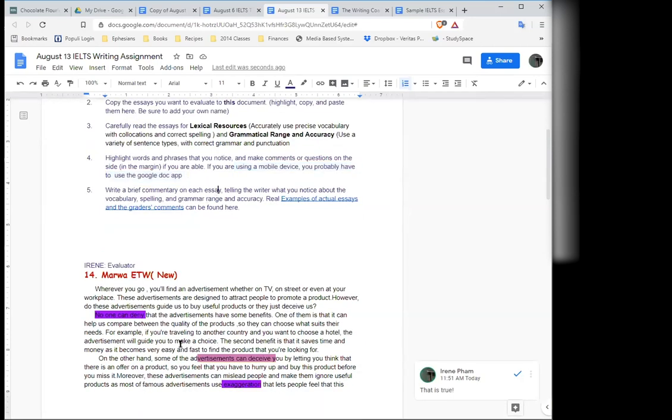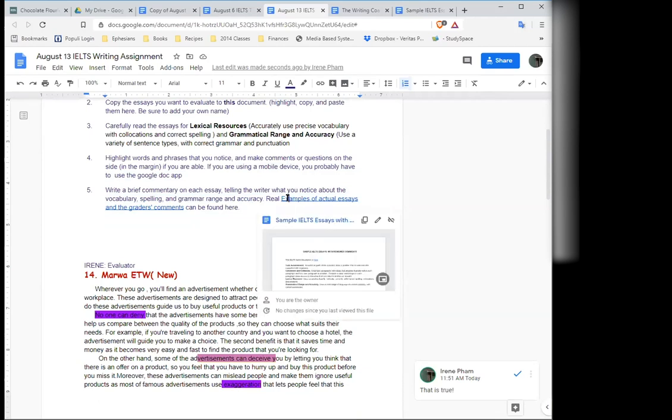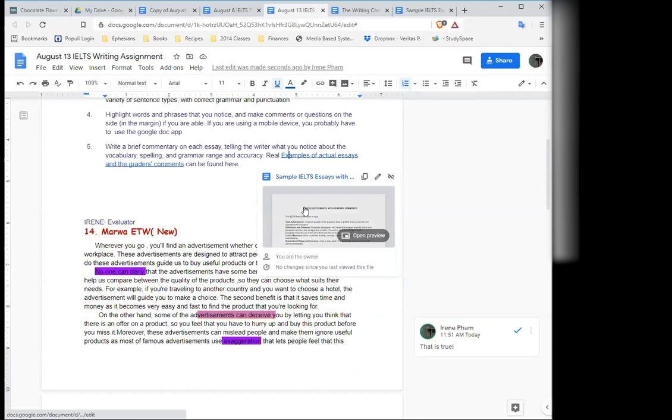At the end of the essay, after you've finished reading it and commenting on it, I want you to write a brief commentary on it, telling the writer what you notice about vocabulary, spelling, and grammar range and accuracy. I gave you guys a link last week about actual examples of essays for people who wrote for the test and the graders' comments. So that is linked right here, and you can see how the reviewer made a little comments, a paragraph. So that's what I want you guys to do this week.